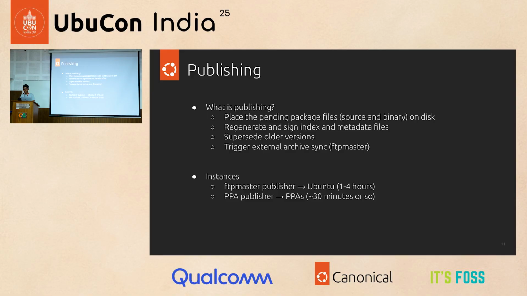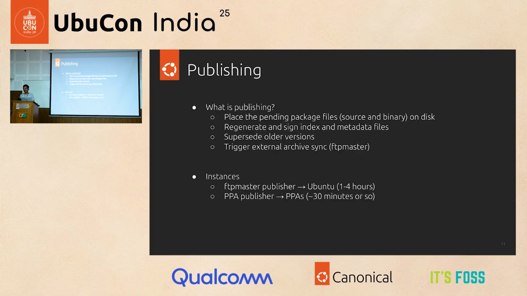There is also another important step that needs to happen, where when you upload a given version of a package, all the older versions of the package should be superseded and moved out of the way. So superseding also happens in the publishing process. And in specific cases, once the publishing is done, you might also need to sync external archives. For example, the primary archive is hosted on infrastructure that Canonical owns, but then there is a trigger for us to say, hey, we have published a new copy of the archive, sync, and then the Canonical mirrors get synced, and then from Canonical mirrors, all the community mirrors get synced.